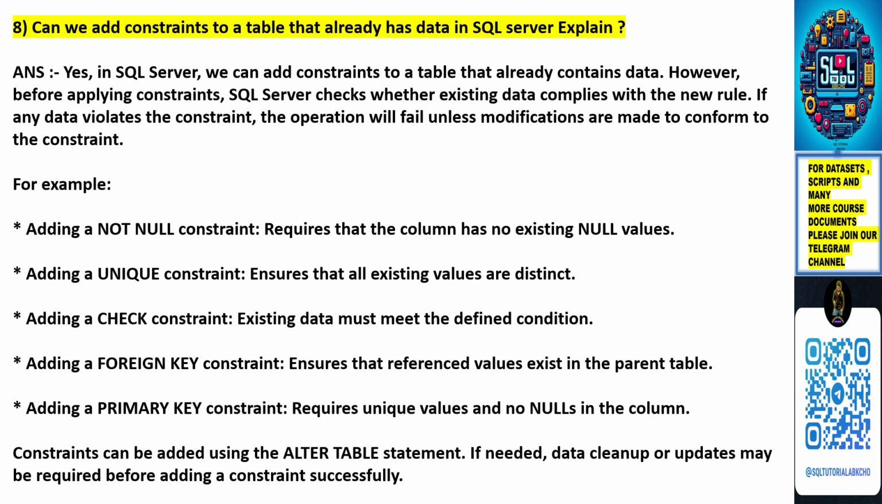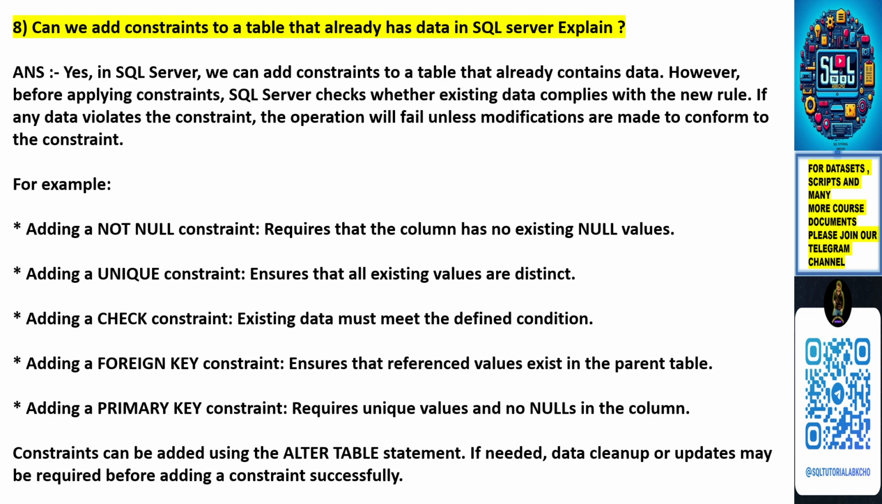In SQL Server, we can add constraints to a table that already contains data. However, before applying constraints, SQL Server checks whether existing data complies with the new rule, and if any data violates the constraint, the operation will fail unless modifications are made to conform to the constraint. So basically, first of all, the data should fit the constraint that we are going to apply, and the checks that SQL Server will do are like below.